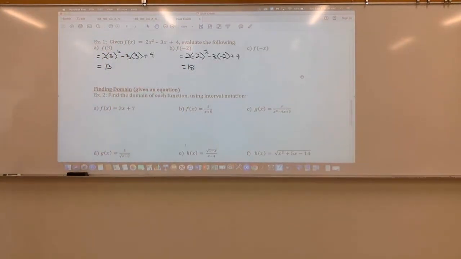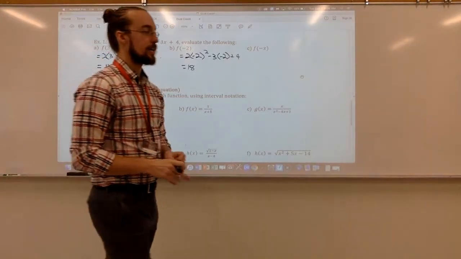Okay, so hopefully we know how to do those first two: plugging numbers into a function. But what about the last one? f of negative x. What does f of negative x look like?